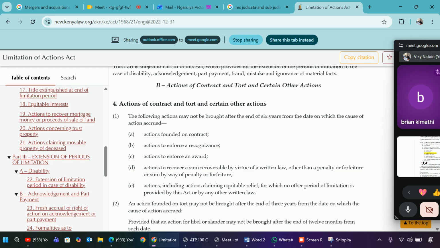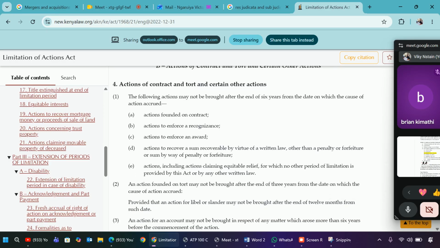D. Actions to recover a sum recoverable by virtue of a written law other than a penalty or forfeiture or sum by way of penalty or forfeiture. Actions including actions claiming equitable reliefs for which no other period of limitation is provided by this Act or by any other written law.